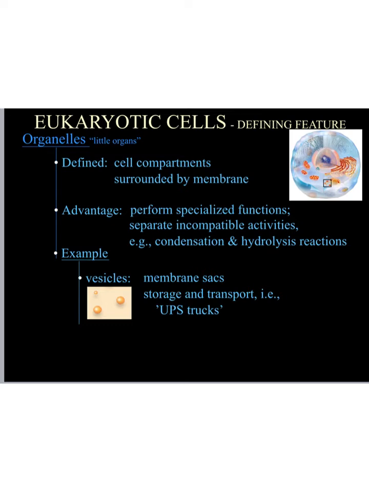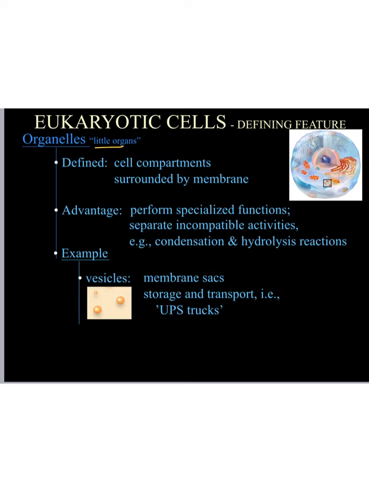Okay, so let's talk about some of these organelles that we see in eukaryotic cells. Organelles, again, means little organs, and these are basically cellular compartments that are partitioned off by a membrane or surrounded by a separate membrane. They each perform a specialized function, and that allows us to separate different activities within the cell.